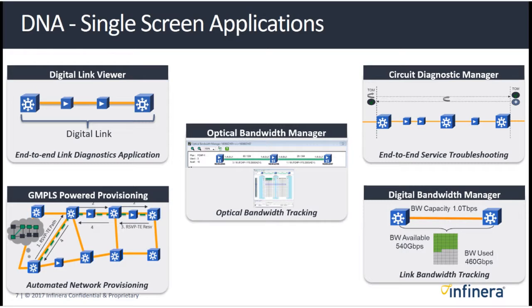The digital bandwidth manager tracks the layer 1 OTN bandwidth utilization and provides, to a granularity of 1.25 gig, the utilization of various bandwidth between two digital network elements. And this is a key application used by network planners to place new services and reserve capacity for future expansion.